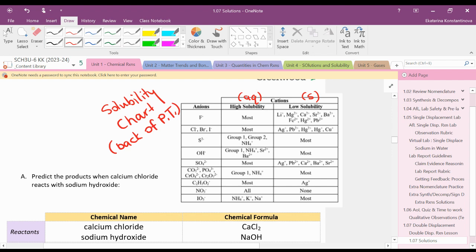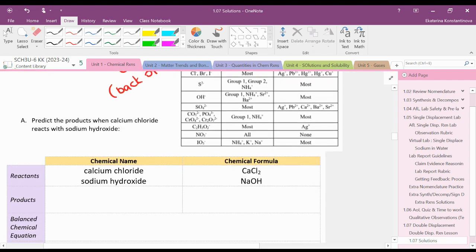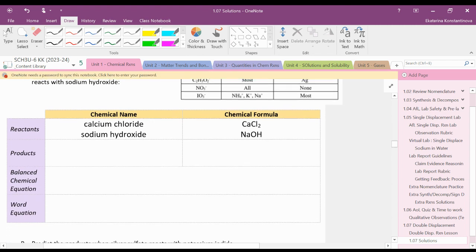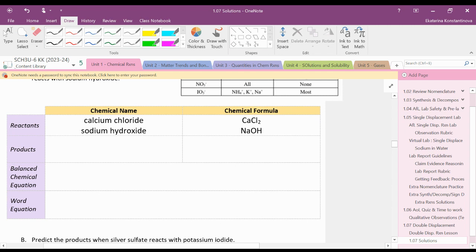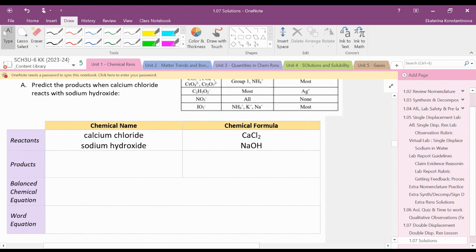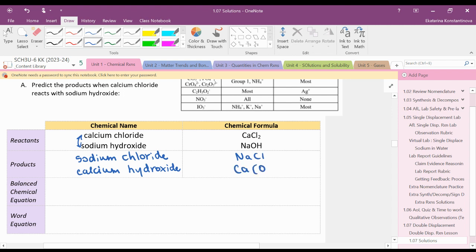So let's use this chart to predict the products of calcium chloride reacting with sodium hydroxide. Either switch your cations or switch your anions. I'm just going to swap my cations. So I would have a solution of sodium chloride as one of my products, and I would have calcium hydroxide. Now, how would I write my chemical formula? Sodium chloride is NaCl, and calcium hydroxide is Ca(OH)2, because calcium has a charge of 2 plus.